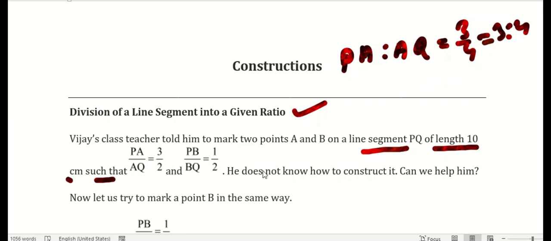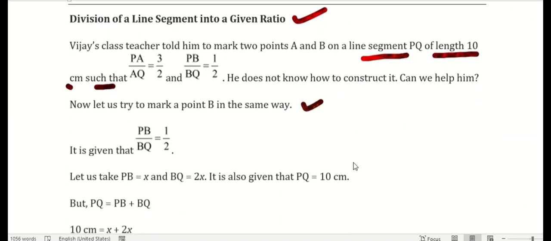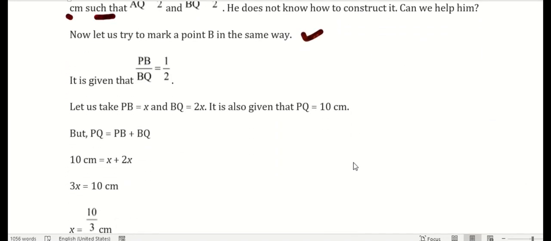So he does not know how to construct. Can we help him? Now let us try to make a point B in the same way. It is given that PB by BQ equal to 1 by 2. Let us take PB equal to x and BQ equal to 2x. In the ratio, we will take a variable with the given ratio, right?